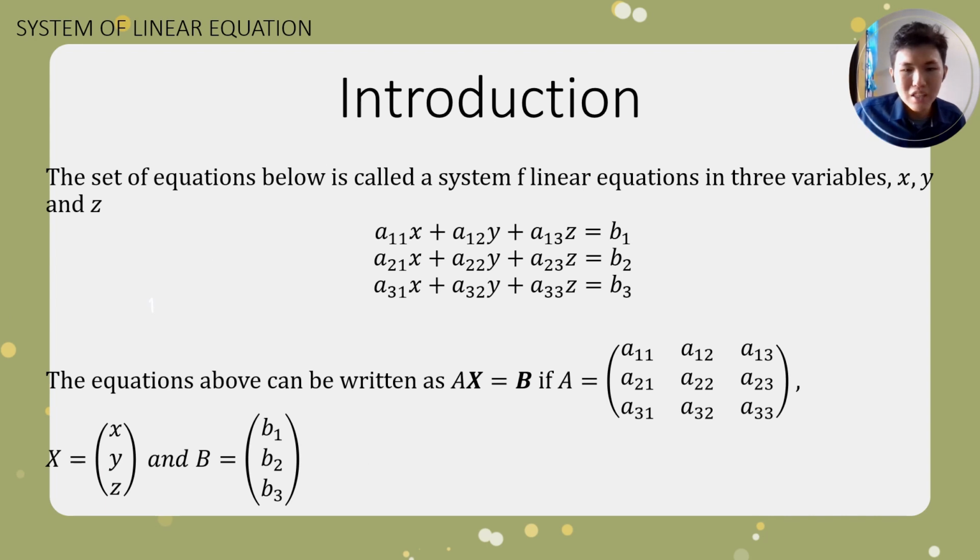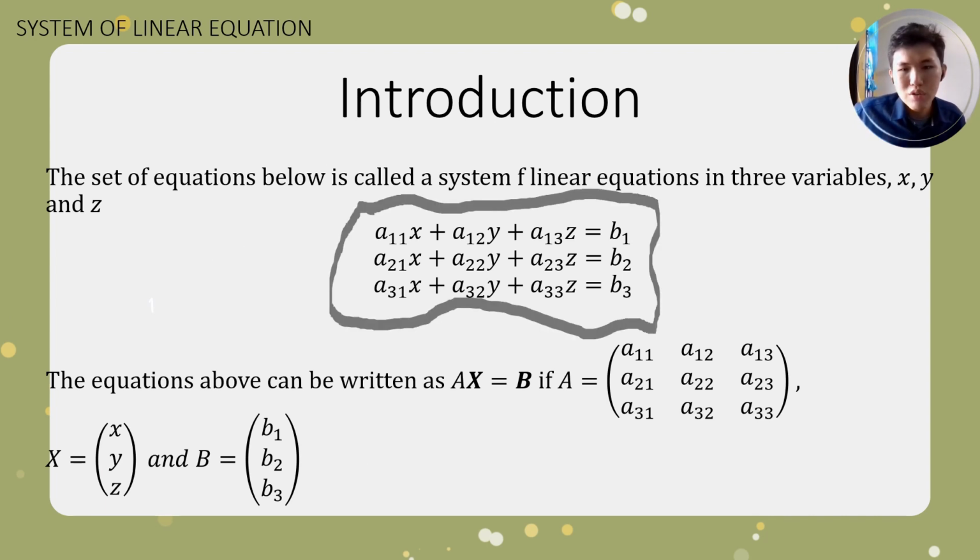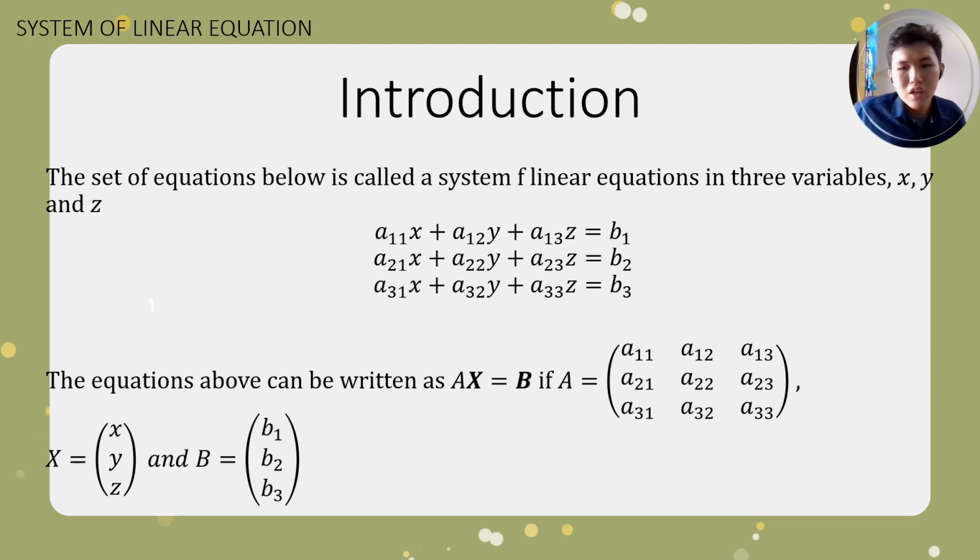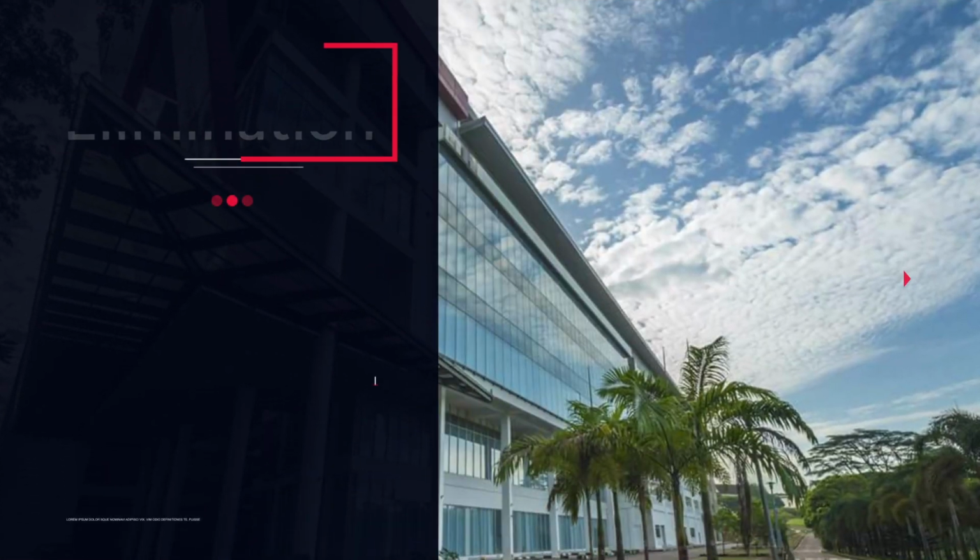Now if we have this 3-row linear system, we can summarize it into a matrix form, which is like this: Ax equals b, where A is the coefficients, x is the unknown variables, and b is the constant. We can solve the linear equations in 4 ways, which are the Gauss elimination method, the Gauss-Jordan elimination method, Cramer's rule, and the inverse matrix. Thank you.